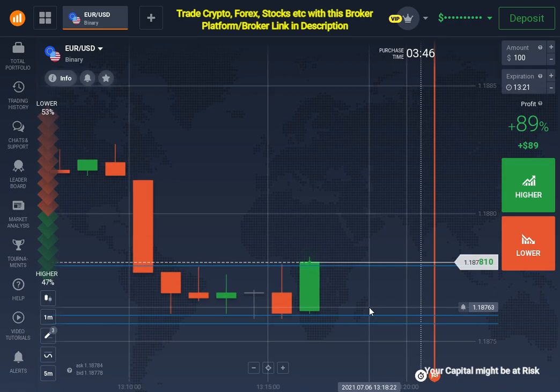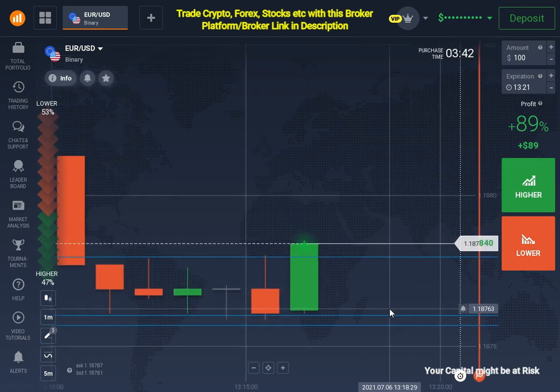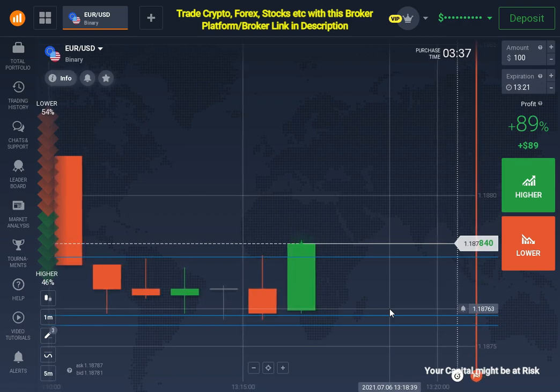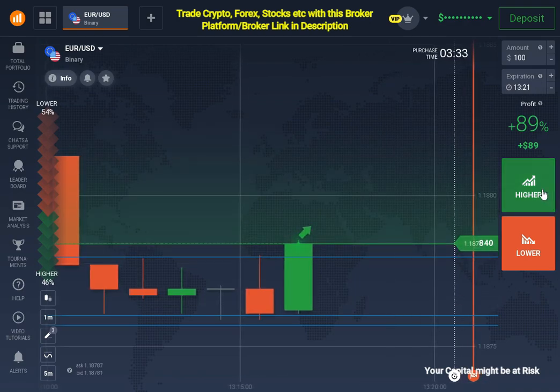So let's wait. We are going to take a 4-minute trade. Why? Because we are going against the trend. When you're going with the trend, you can place a 5-minute trade, but when you're going against the trend, you will place a 4-minute trade. And I'm ready to place my trade.